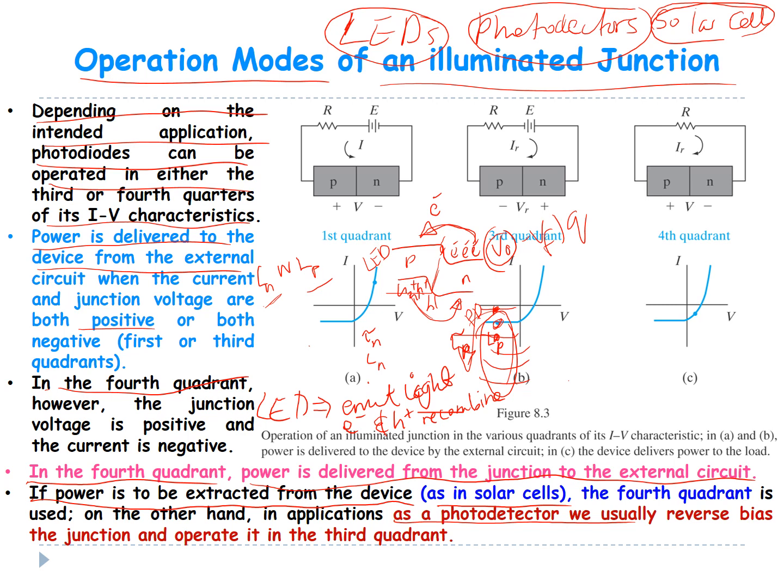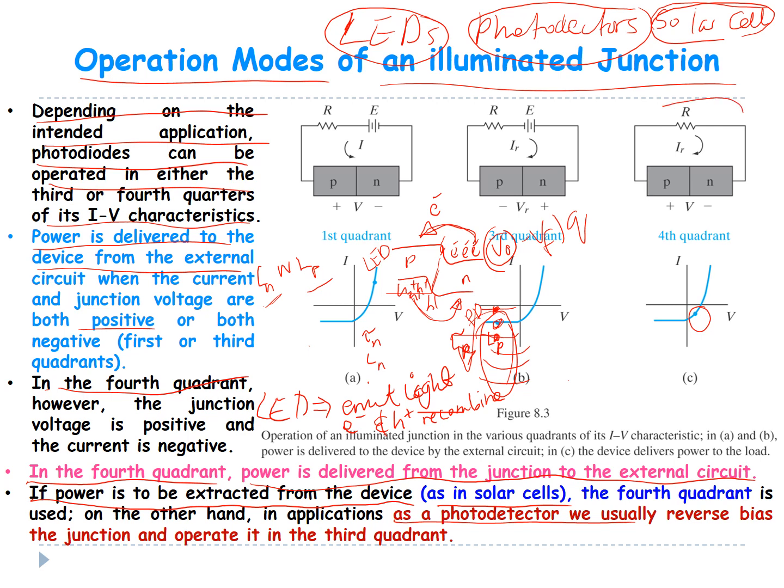And the last thing now is the solar cells. So for solar cells, you need to operate your PN junction as a power source. So like what we said in the beginning of this slide, in the fourth quadrant, power is delivered from the PN junction to the external circuit.